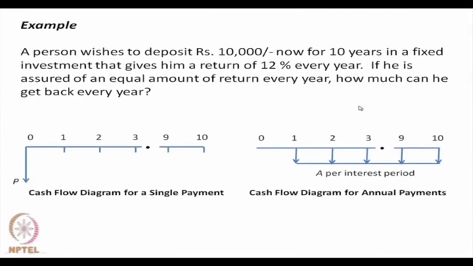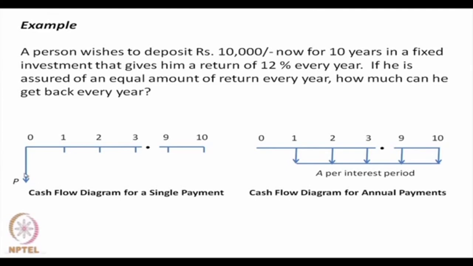Now, let us take some examples to illustrate the use of equivalence. Let us say that we are interested in such a problem. A person wishes to deposit rupees 10,000 now for 10 years in a fixed investment to give him a return of 12% every year, which means r is equal to 12%, n is equal to 10 years, and he is depositing the money now. So, it is at the beginning of the time. At time 0, P is equal to 10,000. That is what we have to take.